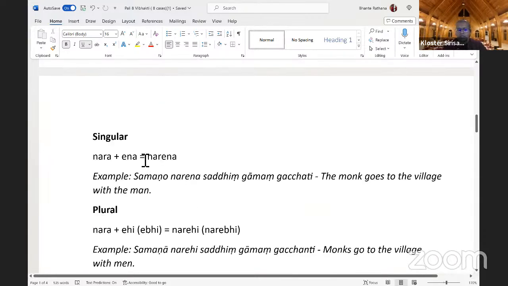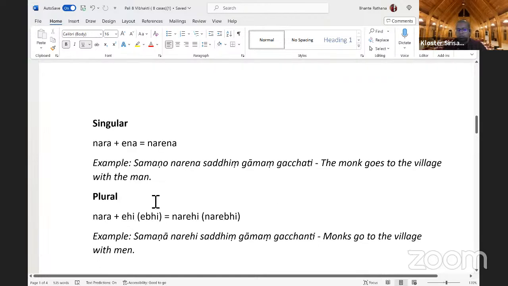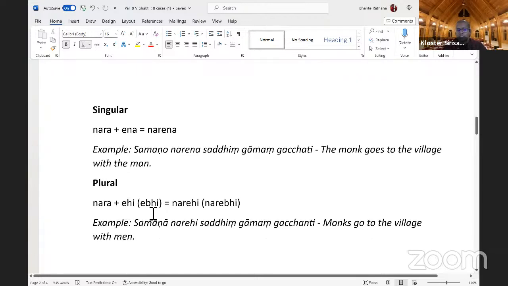The singular is nara plus ena, narena. For example: samano narena saddhim gamam gacchati, the monk goes to the village with the man. And the plural is nara plus ehi, narehi. Example: samana narehi saddhim gamam gacchanti, monks go to the village with men.